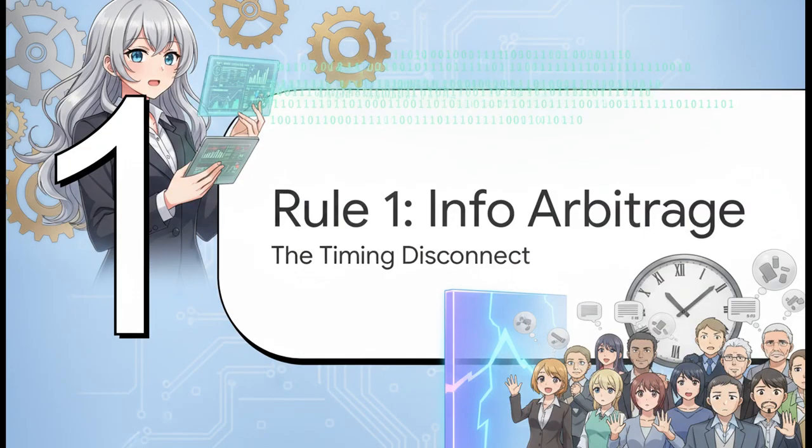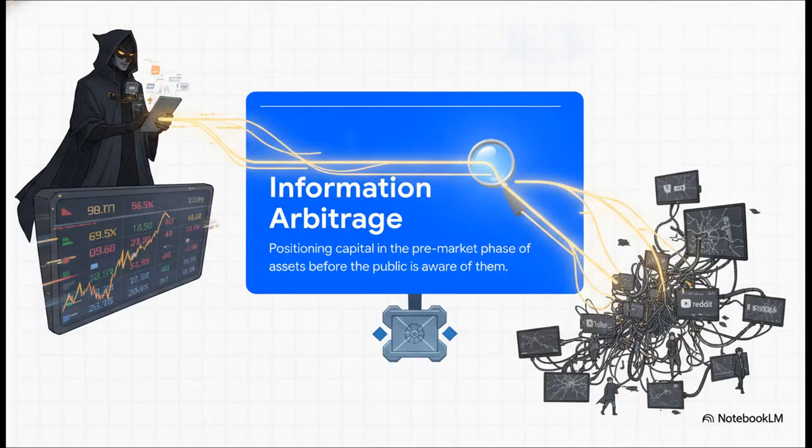We're calling this the timing disconnect, or the asymmetric information monopoly. To really grasp this disconnect, we have to talk about a beautiful lie we're all taught to believe, and that's market efficiency, the idea that public financial info is out there for everyone at the exact same time. Well, the framework argues this is a total misconception.